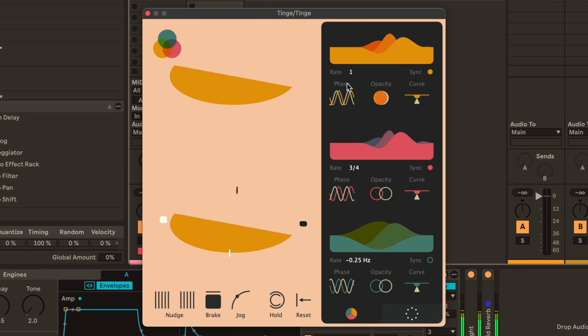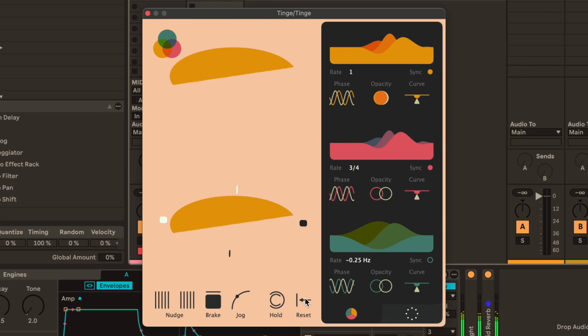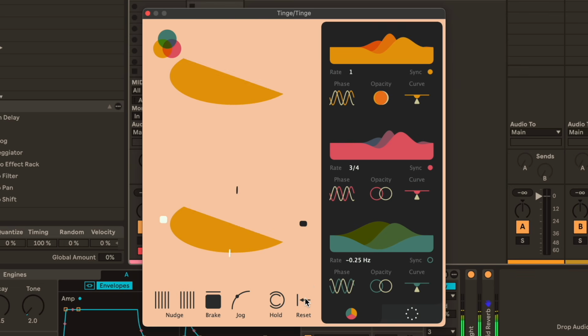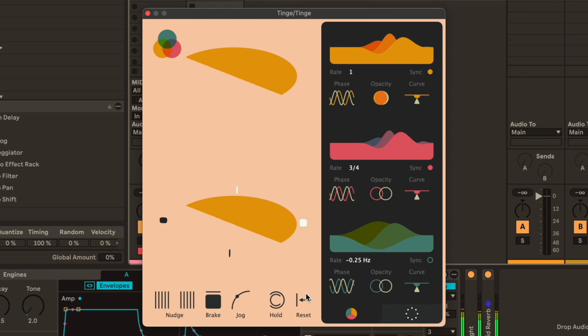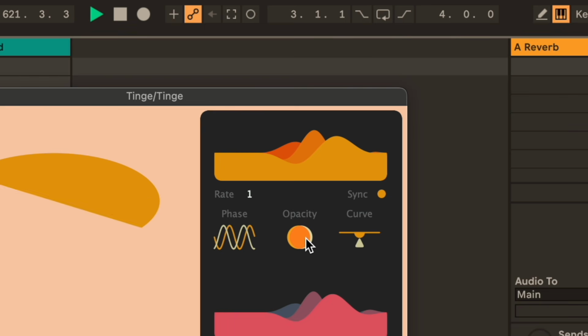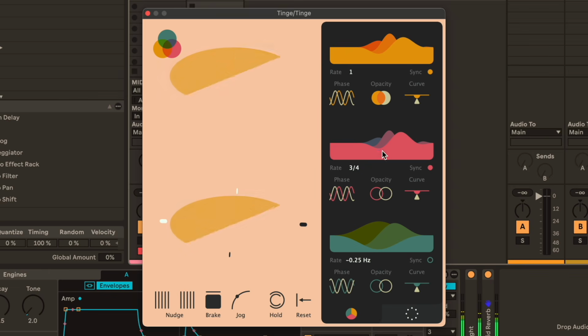Phase sets the spinner's starting phase for when the transport starts, or for when the reset button is triggered. Opacity sets the velocity and MPE values. At 0%, the spinner is ignored by the threshold entirely. Curve sets the spinners to lean into or lean away.